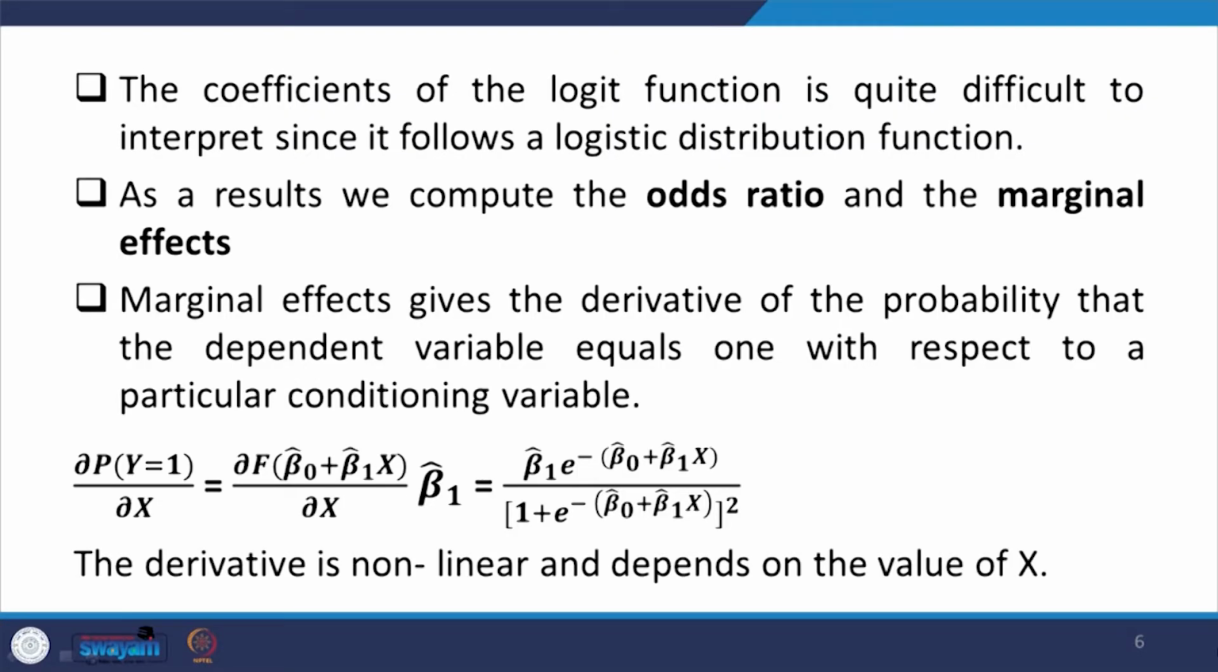So, as a result of this, we compute the odds ratio and also the marginal effects. Marginal effects gives the derivative. Basically, when we say marginal, that means we have to take the derivative of the dependent with respect to the independent. In the independent we have x as the set or vector of independent variables, or the regressors. Because we have so many independent variables, we take the partial derivative with respect to x.